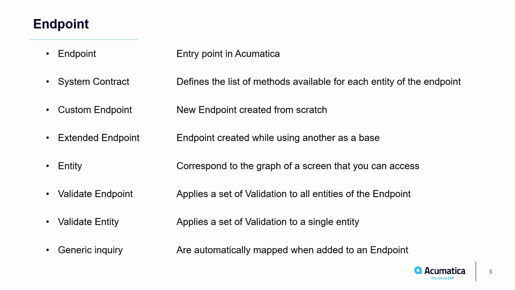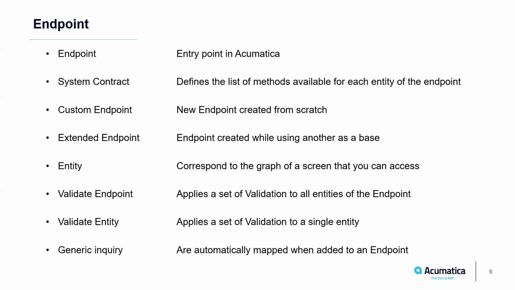But if you've extended an endpoint, you might want to just use the validate entity on the entities that you have either added or modified from the base, so that it doesn't go through the whole list of entities which could be present in the base endpoint, which could be extensive.